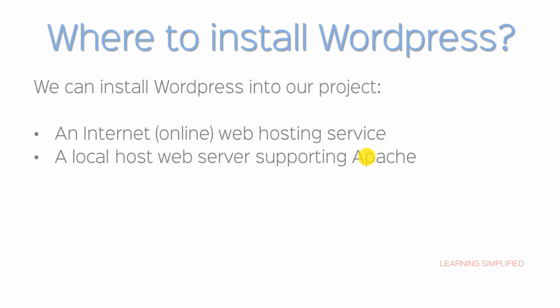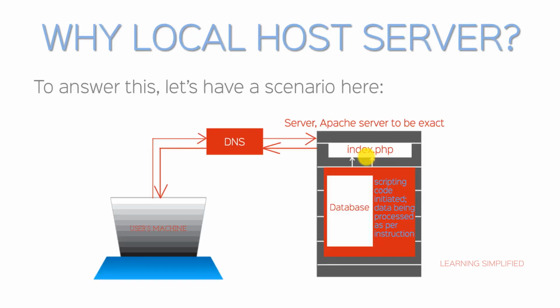And the second one is very unorthodox but very useful for beginners to experiment with WordPress, which is to install WordPress on our localhost web server, which supports Apache. For this purpose I use WAMP server. But why will we require this kind of localhost or online web hosting service? So here's a picture for this case that I have prepared for you. If we describe this picture, then I think the scenario will be clear to you.